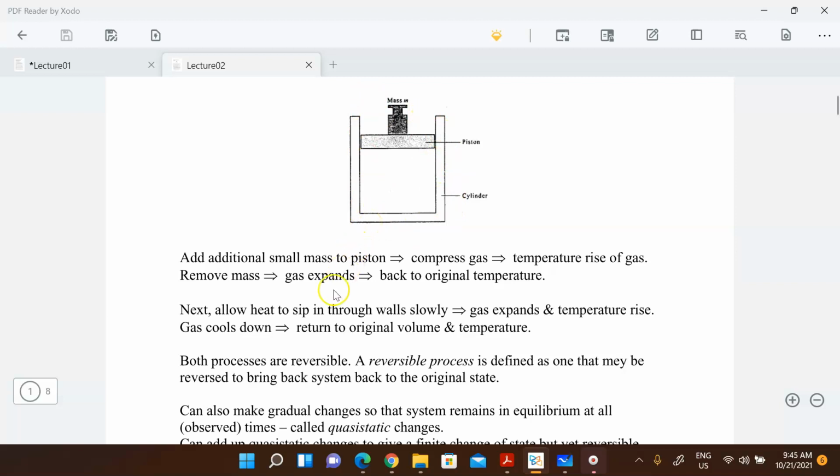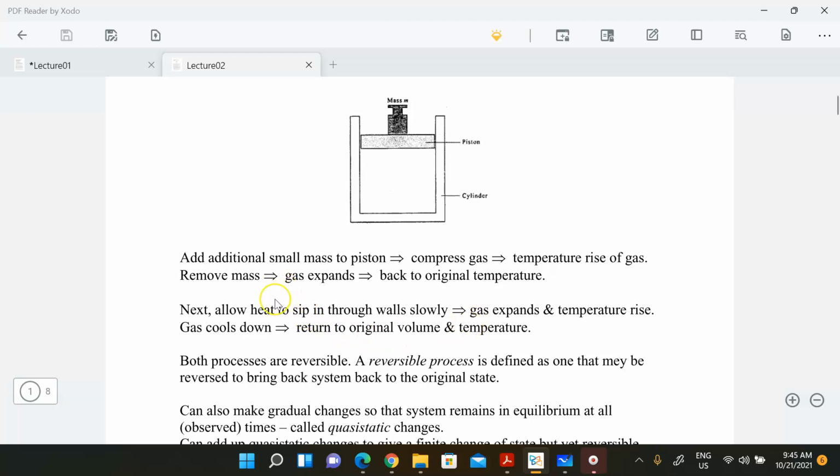Same thing if you allow the walls of this cylinder to transfer heat slowly. Then if you think of heating this thing slowly, you find that this gas will expand, and of course the temperature is going to rise because it's being heated. And then if you remove the heater and the gas cools down, it will return to the original volume and temperature. So this is another case where there's initially a change in the state, and then it goes back to the original state.